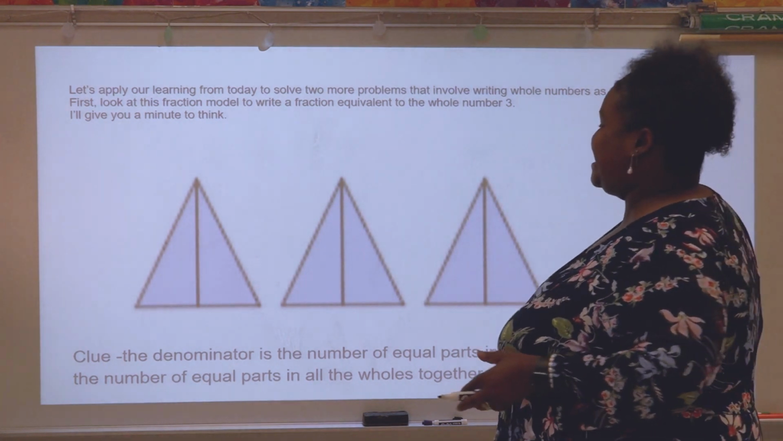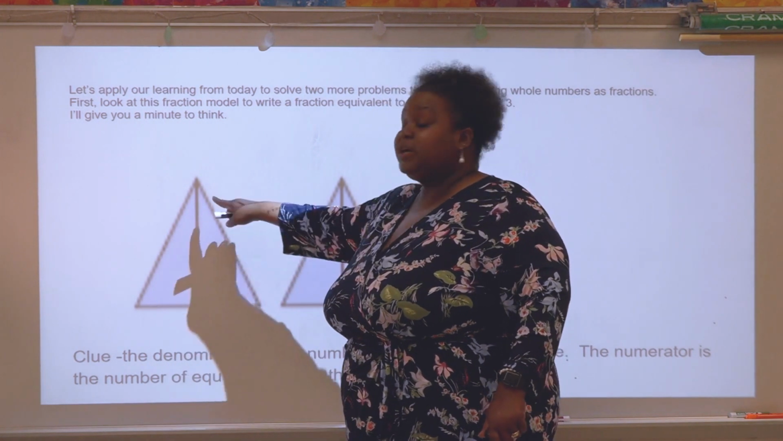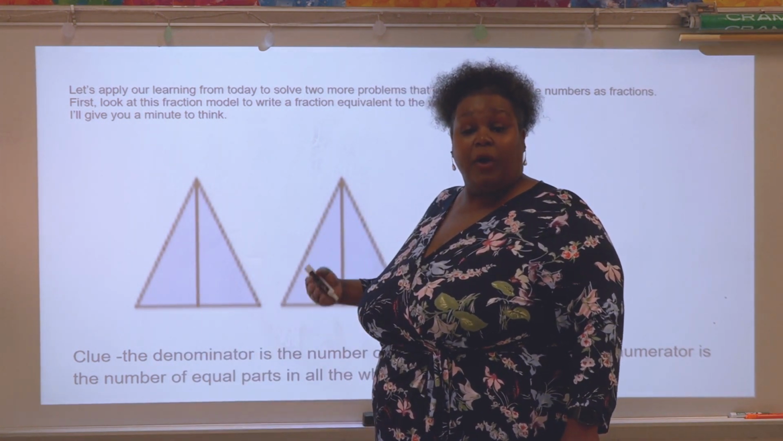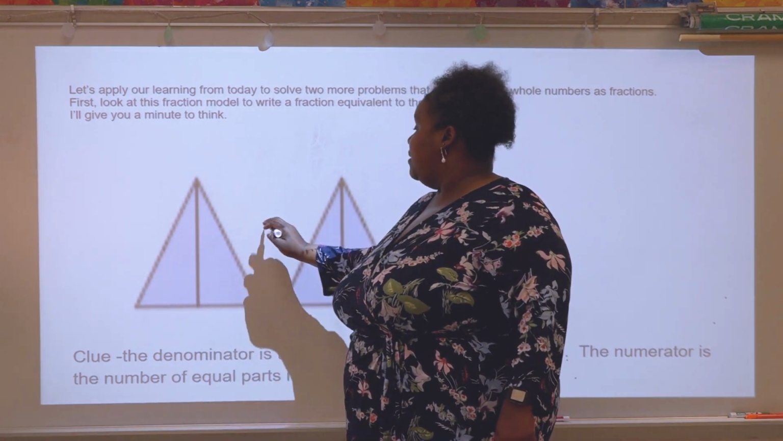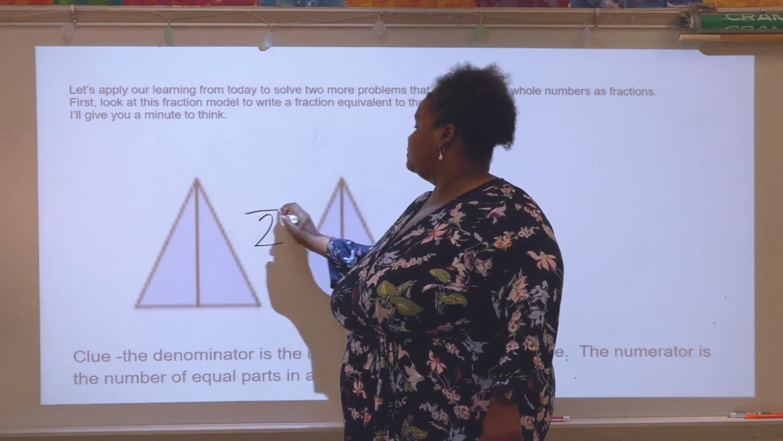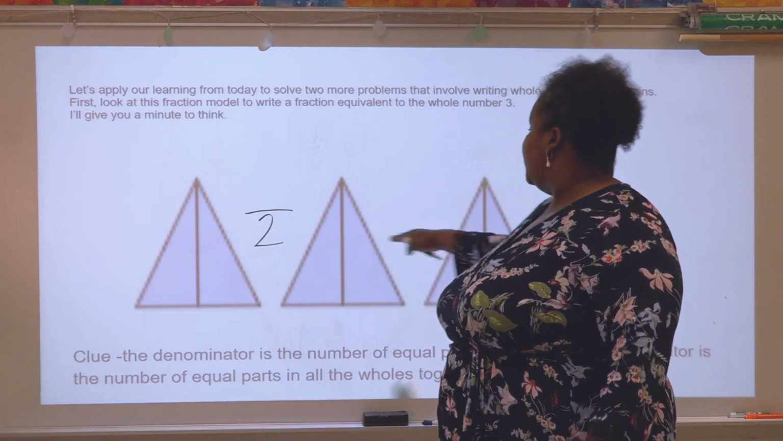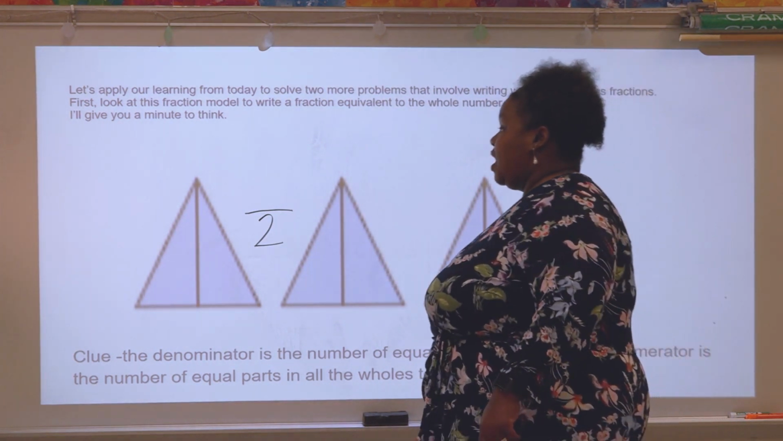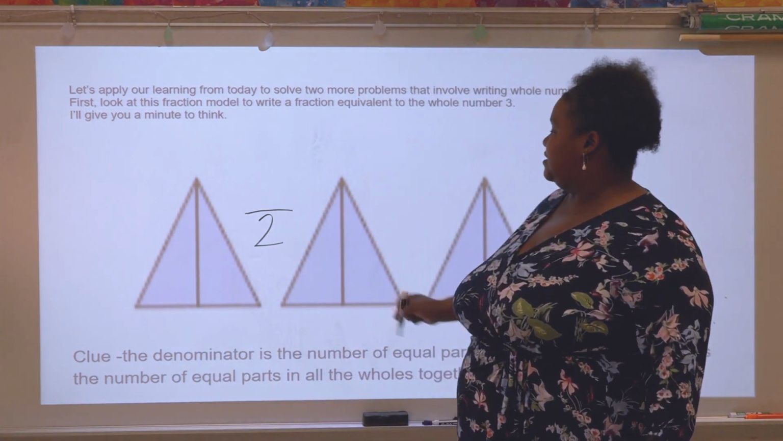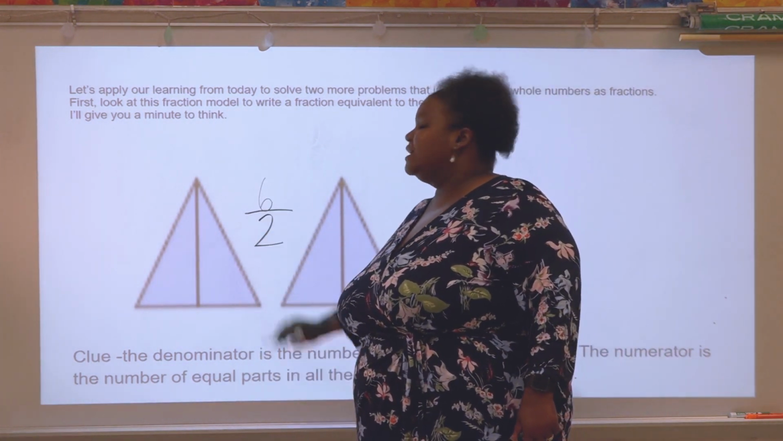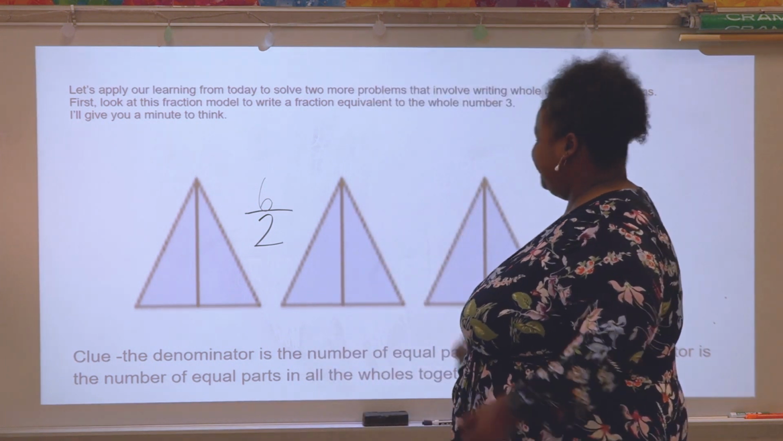All right, let's see if you wrote the same as me. So as I look at this, I'm looking at my first whole. This is going to help me write my denominator. It's divided into halves. So I know my denominator is going to be 2. To find the numerator, I have to count all the equal pieces in all of the wholes. So 1, 2, 3, 4, 5, 6. I hope you answered 6 halves. If so, pat yourself on the back. You deserve it.